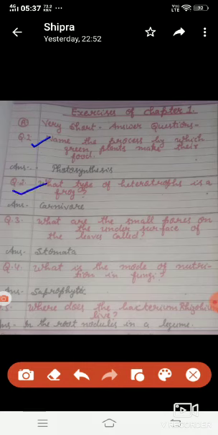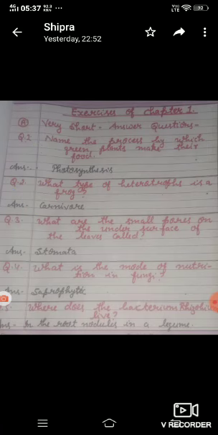Question 2. What type of heterotroph is a frog? Answer: carnivore. Question 3. What are the small pores on the under surface of the leaves called? That is stomata. Question 4. What is the mode of nutrition in fungi? That is saprophytic. Question 5. Where does the bacterium rhizobium live? Answer: in the root nodules of a legume.